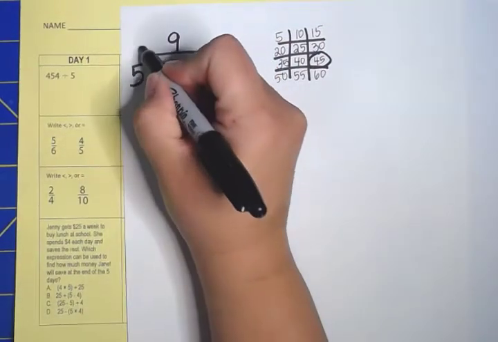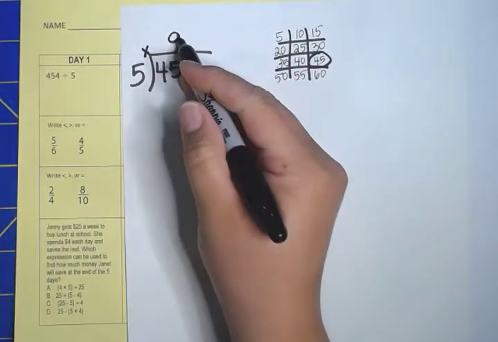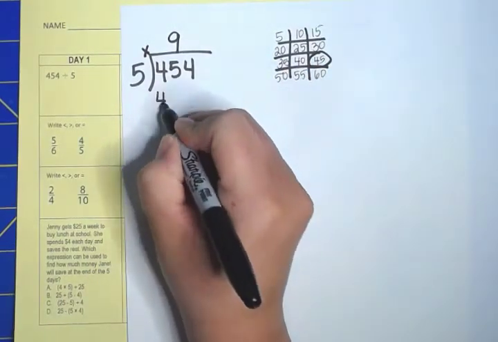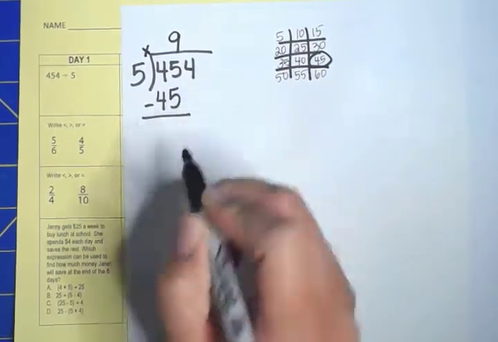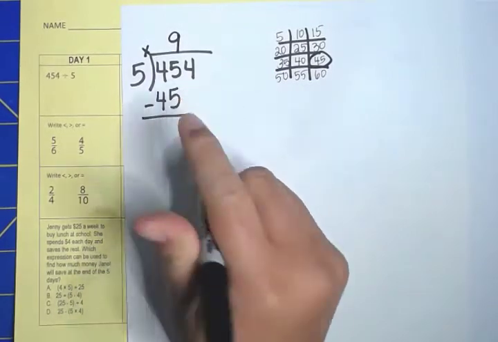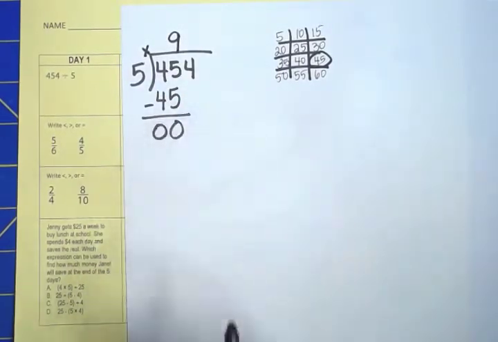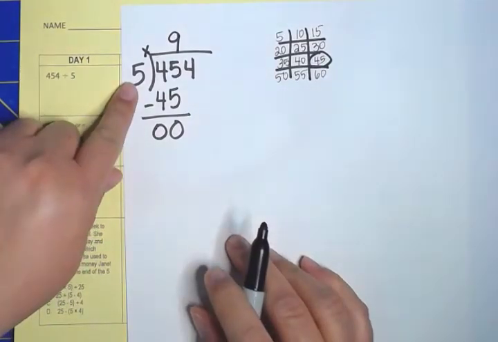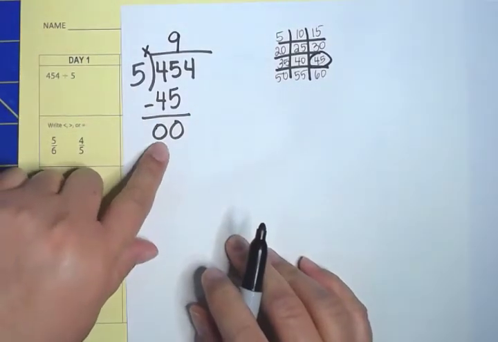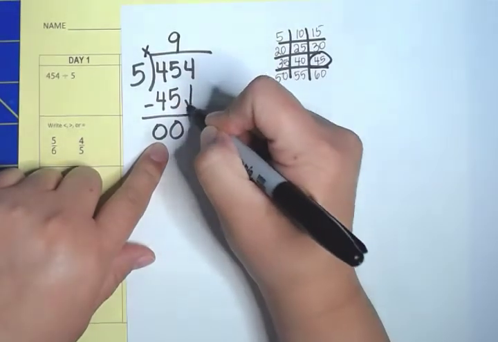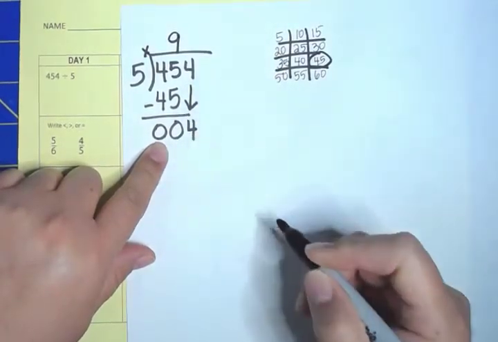That was dividing. Now I'm going to multiply. 9 times 5 is 45. The next step is to subtract. 5 minus 5 is 0. 4 minus 4 is 0. And then I check. Is 5 greater than the zeros? And if your answer is yes, then you bring down the next number.